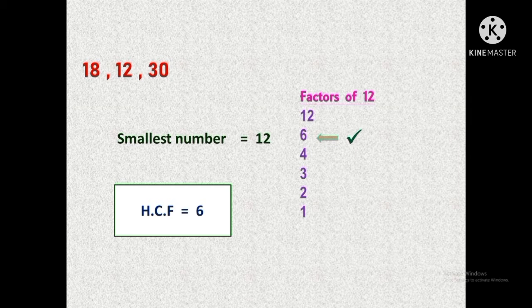Let me explain it once again. If the smallest number does not divide the rest of the numbers, we have to find the factors of the smallest number.